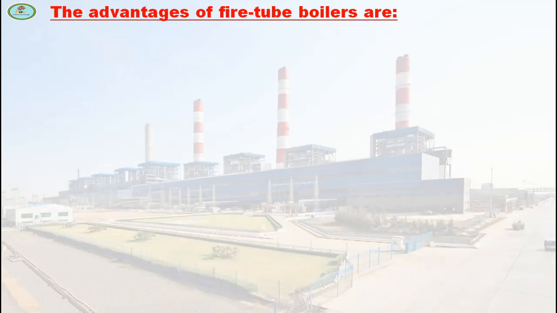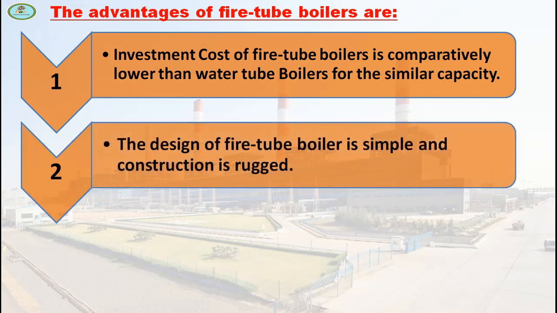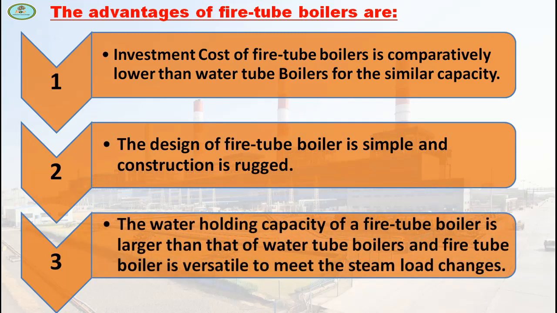The advantages of fire tube boilers are as follows. Investment cost of fire tube boilers is comparatively lower than water tube boilers for similar capacity. The design of fire tube boiler is simple and construction is rugged. The water holding capacity of a fire tube boiler is larger than water tube boilers, and fire tube boilers are versatile to meet steam load changes.